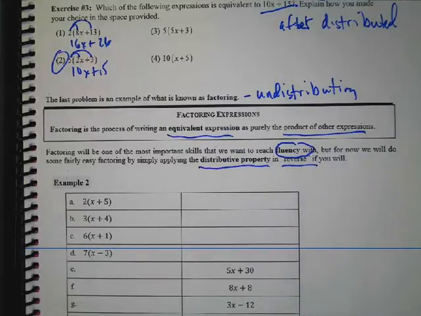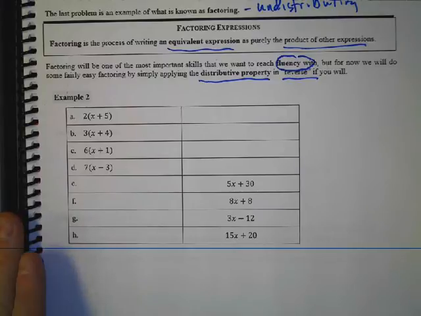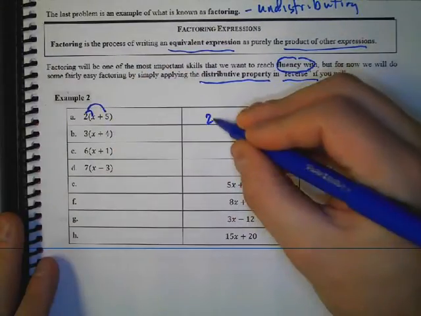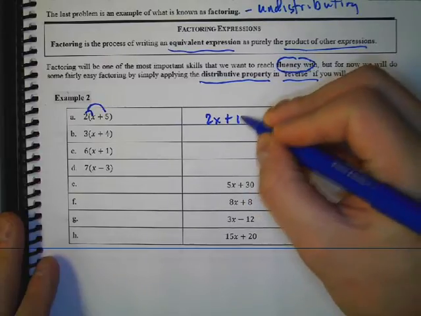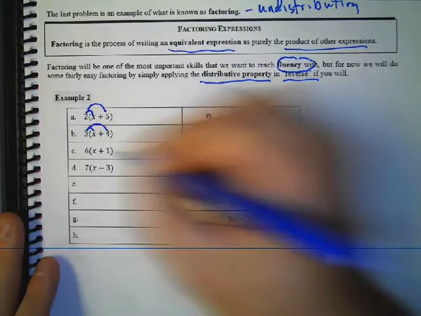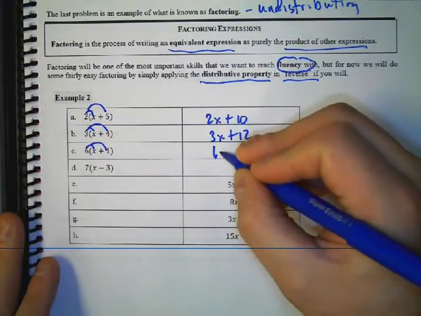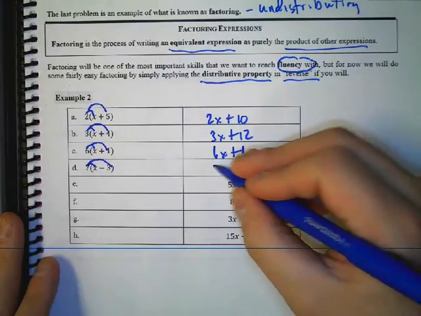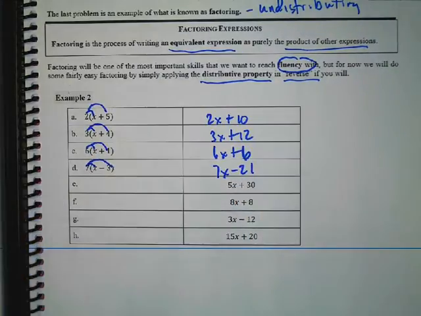So in example number 2, you see I've got a chart here, and in A, B, C, and D, we're just going to distribute each one of these. So here I get 2x plus 10, 3x plus 12, 6x plus 6, and 7x minus 21. So now what I want to do is I want to, in a sense, go backwards.